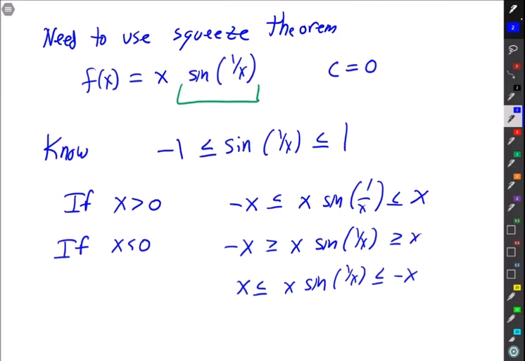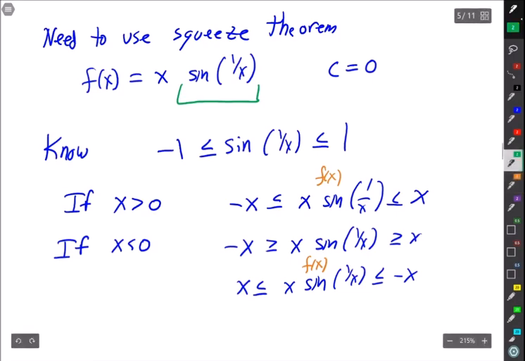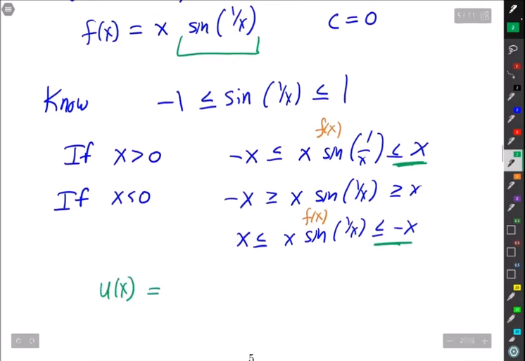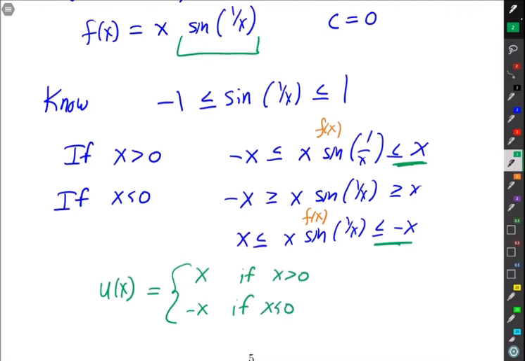Now let's take a look at this upper part of this function that is bigger than f of x, right? This middle bit is f of x. So what is the function that's bigger than f? Let's just take the bigger part of both inequalities here, meaning I want this part up here and this part up here, to give me that my function u should be this function. But what is that function? Well, that's just the absolute value of x. It is x if x is positive, and negative x if x is negative. That's the absolute value function.